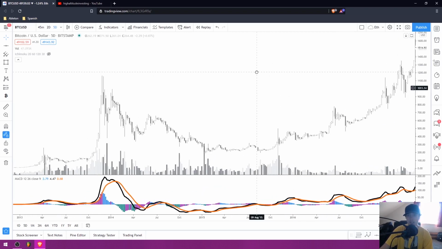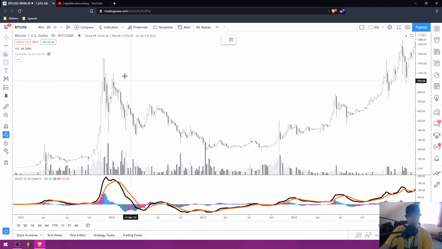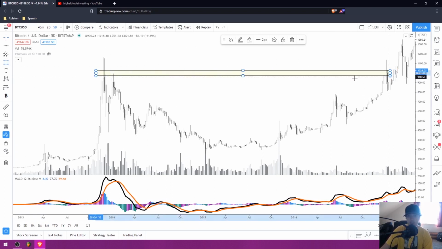Also in the previous cycle, you guys can see right here where we had all of this resistance right here in the market.